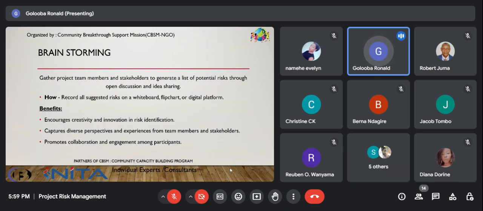The benefits of using the brainstorming technique include creativity and innovation in risk identification. It also includes capturing diverse perspectives and experiences from team members and stakeholders, and it promotes collaboration and engagement amongst participants.